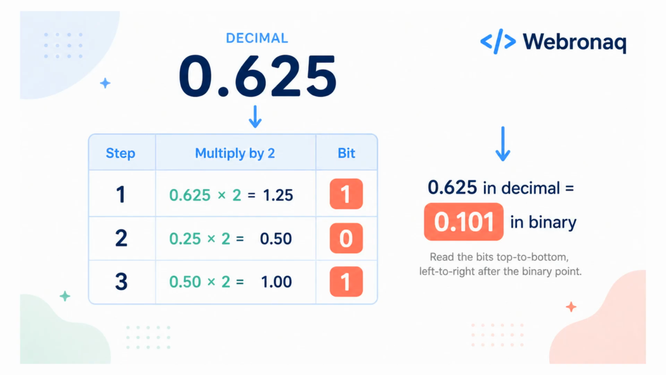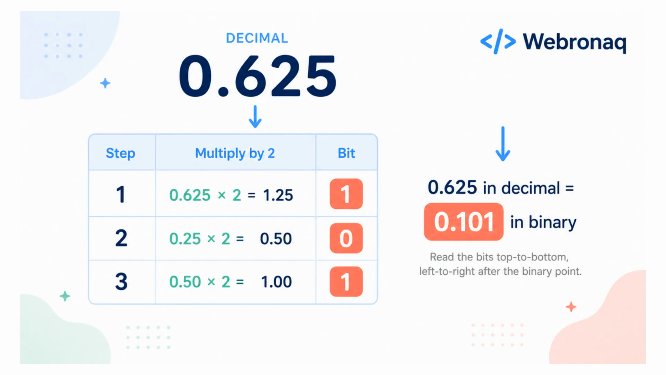We keep the 0.50. Multiply 0.50 by 2, we get 1.00 exactly. The whole number part is 1, so our next bit is 1. And since there's nothing left after the decimal, we stop here. Read the bits in the order we got them. 1, 0, 1. So 0.625 in decimal is just 0.101 in binary.